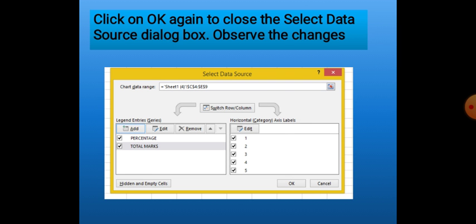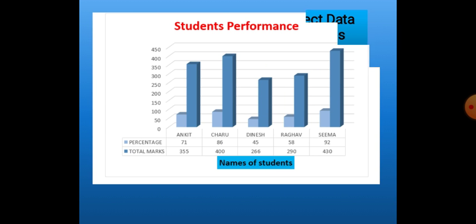Again we get the Select Data Source dialog box, and this time you will see on the left side the Total Marks series is also coming selected, and just click the OK button. You will find that the data source has been modified and now total marks are also coming in the chart along with percentage. So children, this way we can modify the data source for our chart. Thank you.